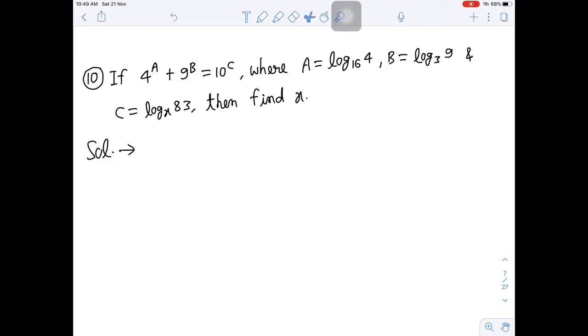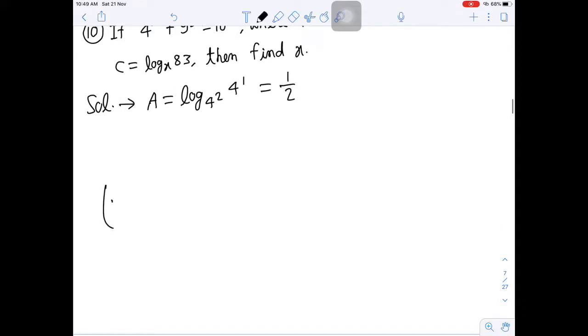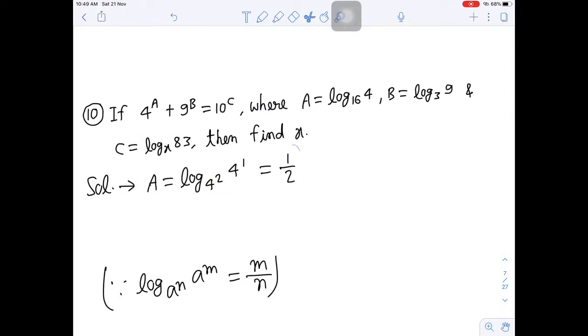Okay, so first of all we can simplify a and b. A is log 4 base 16. 16 can be written as 4 square, and 4 is like 4 to power 1. So it will become 1 by 2. Okay, so I will tell you the reason behind it, because there is a rule of log. Maybe I have told. So if you have log a to power m base a to power n, it can be written directly as m by n. So according to this, it became 1 by 2.